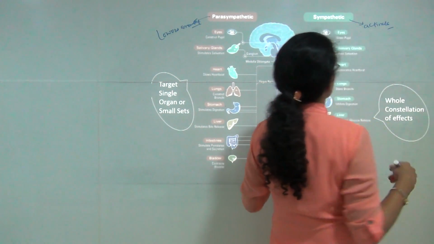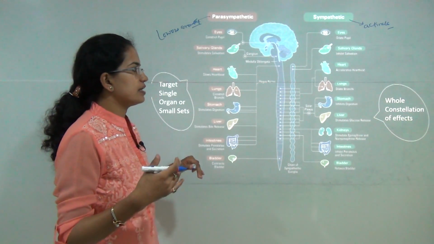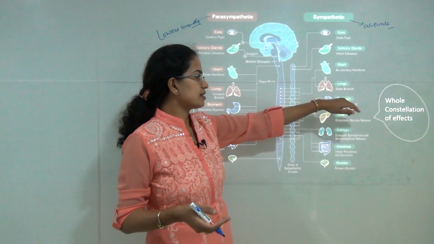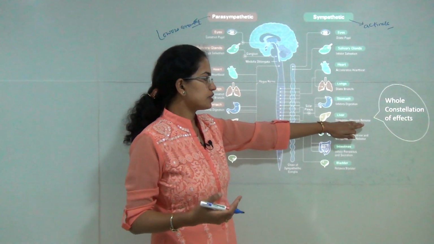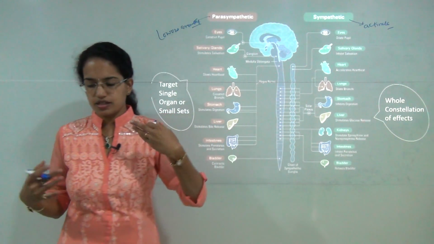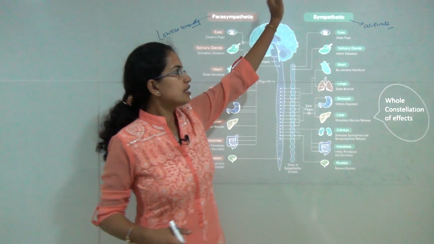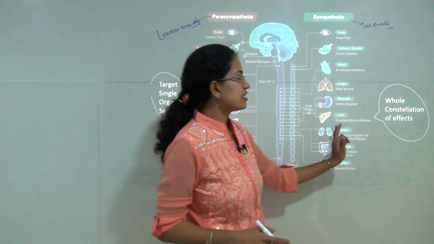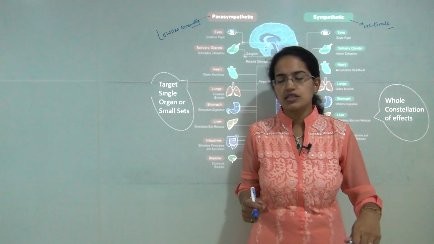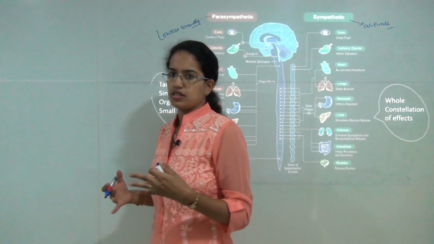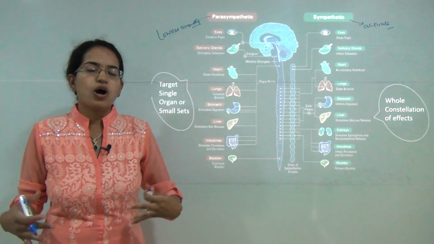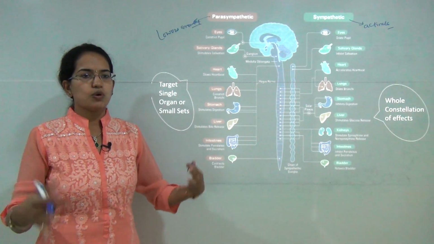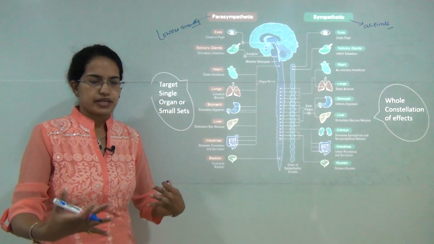So you have an accelerated heartbeat, you would have dilated lung branching, and it would stimulate glucose release. But all the phenomena that happen under the sympathetic nervous system are like a constellation of effects. It's not just that your heart rate would increase. All your internal organs would start to work at a faster pace.